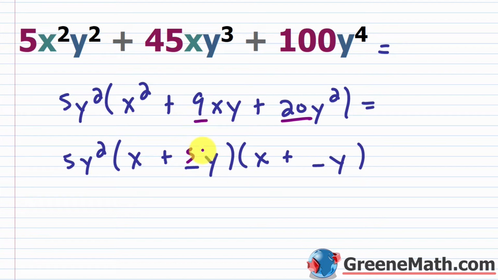So let me put a 5 here and a 4 here. If you go on the outer, that's going to be 4xy. The inner would be 5xy. So if you combine those, you get your 9xy. And again, if you do 5y times 4y, that's 20y squared. Okay, so you're basically good to go. So 5y squared times the quantity x plus 5y times the quantity x plus 4y.